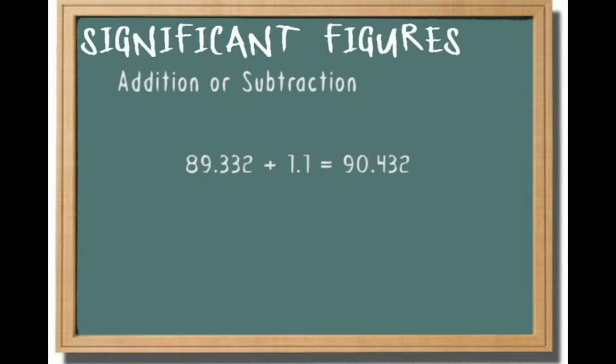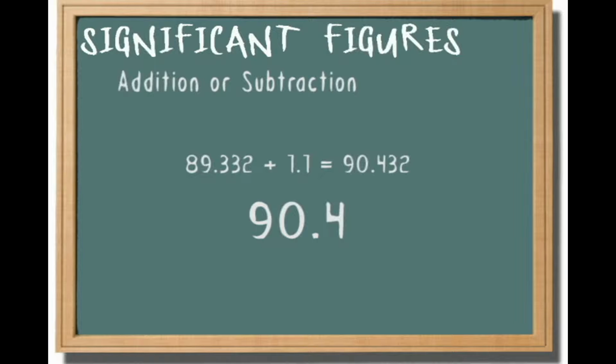The result is significant. So 89.332 plus 1.1 equals 90.432. This should be rounded to get 90.4. The reason that we only rounded it to 90.4 is because in the number 1.1, the tenths place is the last significant place.